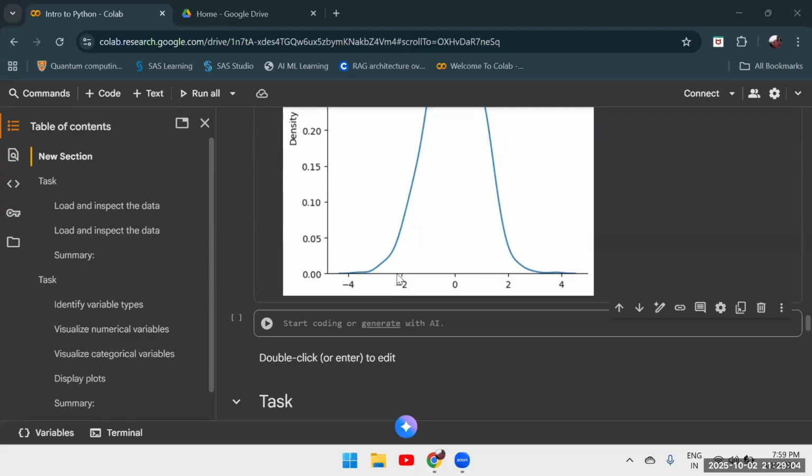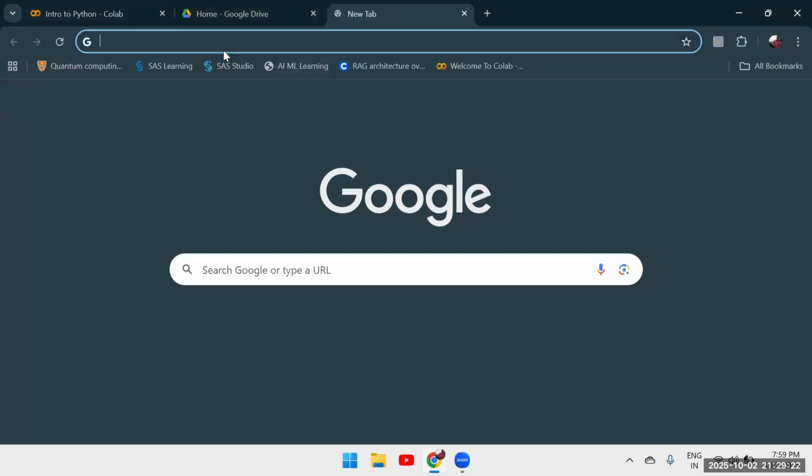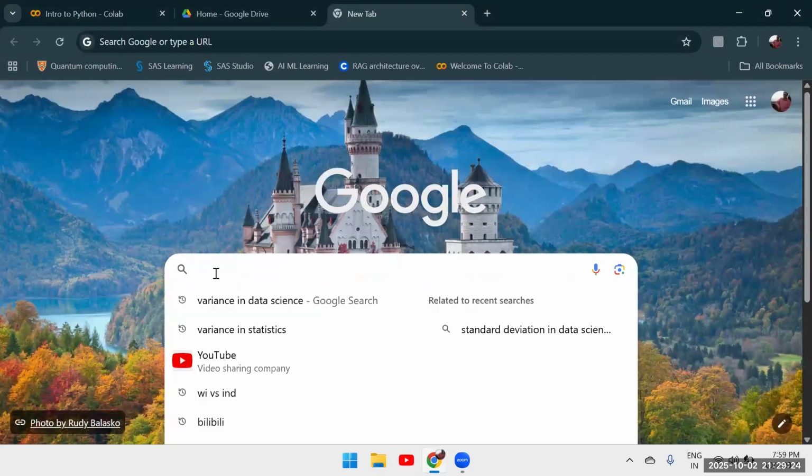Low variance means the data is highly concentrated, we can say. High variance means the data is highly spread, we can tell. Okay, but let's understand how this variance basically works. There is a formula for variance. So let me open Google and show you the formula.